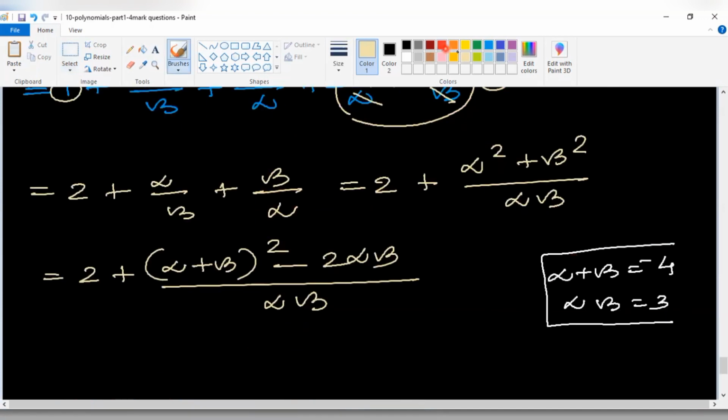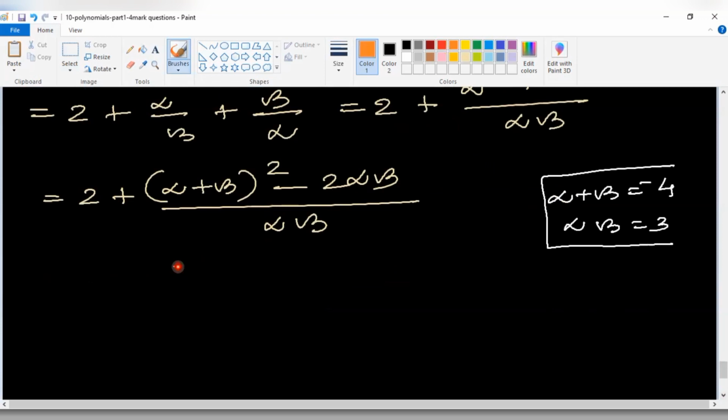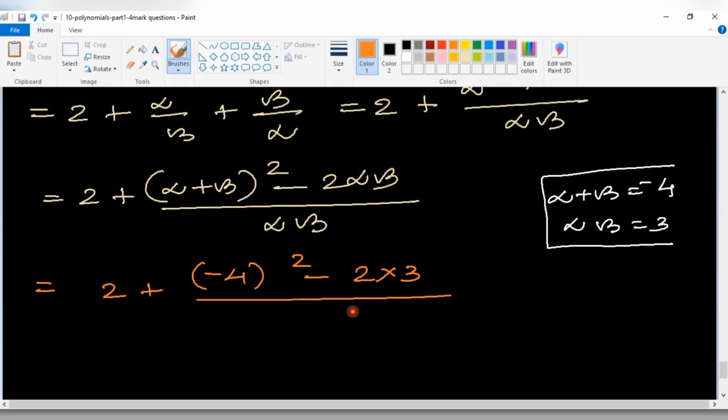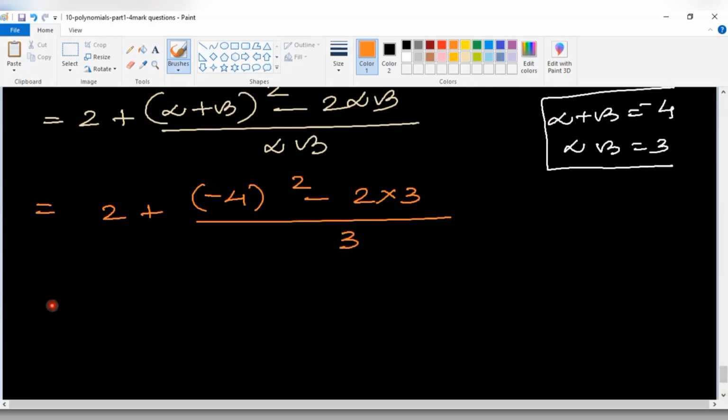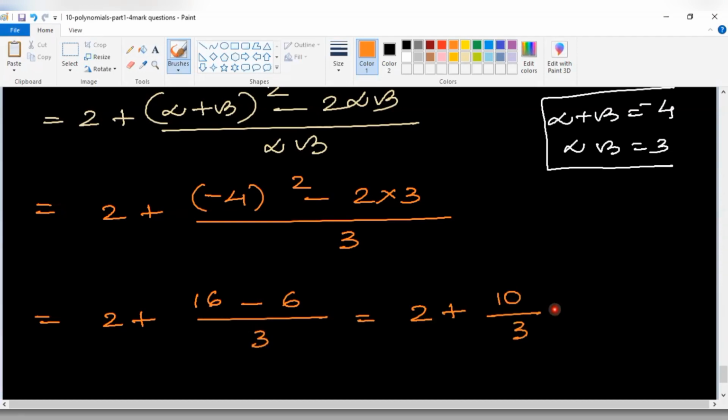Okay, now when we substitute, what we get, we will say 2 plus alpha plus beta is minus 4 the whole square minus 2 into alpha beta is 3 all divided by alpha beta 3. So it is 2 plus negative 4 the whole square is positive 16 minus 6 all divided by 3. So that is 2 plus 10 by 3. Again, we have to cross multiply 2 into 3, 6. 6 plus 10, 16. So it is also 16 by 3.